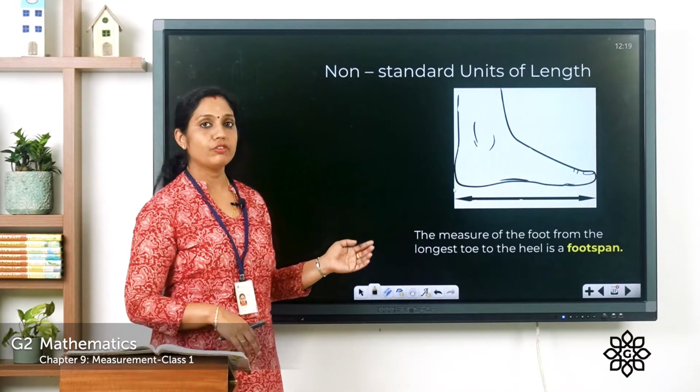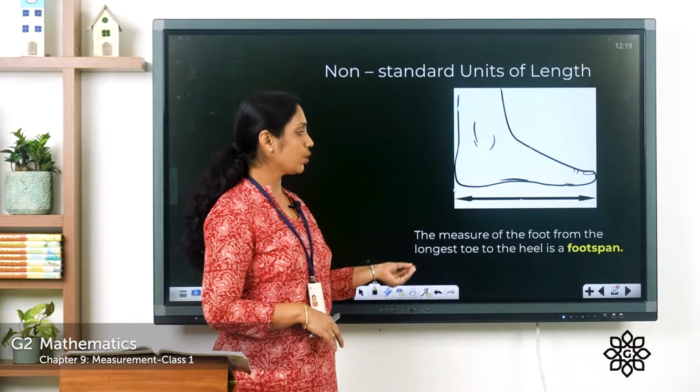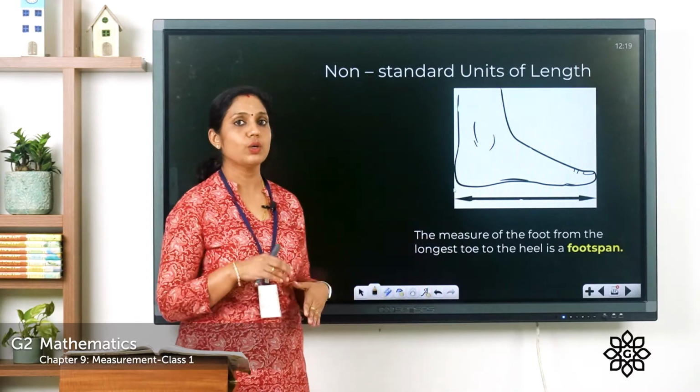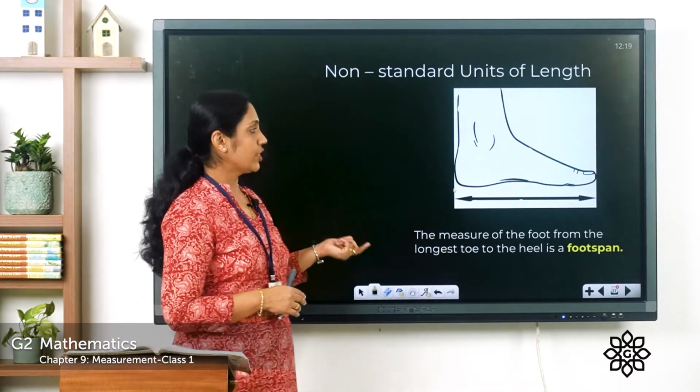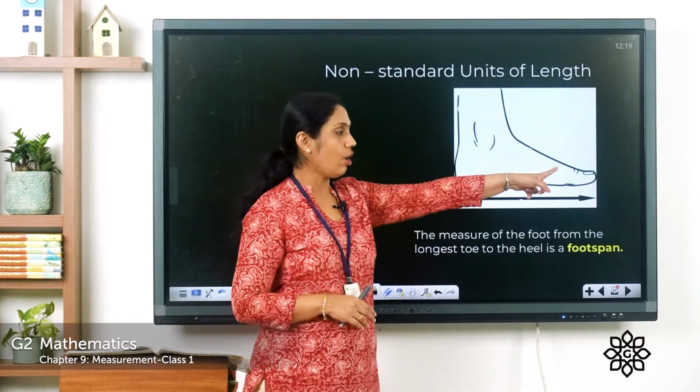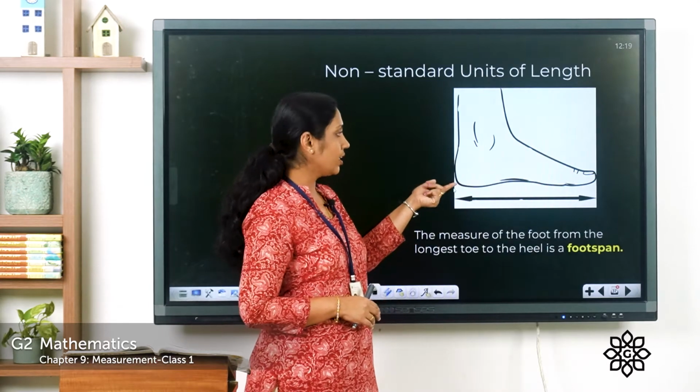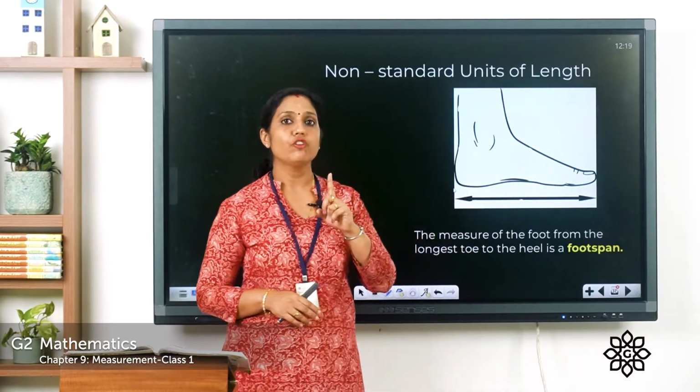The measure of the foot from the longest toe to the heel is a foot span. So what is a foot span? The measure of the foot from the longest toe to the heel. So that is, we call it 1 foot span.